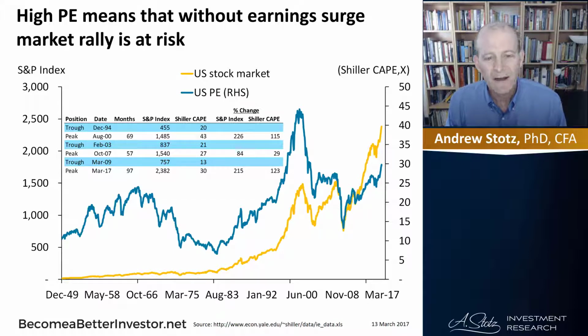Now I've created a table within this chart, but first let's just look at the two lines. The first line is the yellow line, and that's the US stock market going back. In this case, I just stopped it at 1949 and brought it forward to today. And we can see a pretty massive run in recent years. And the second thing is the blue line, which is the PE.